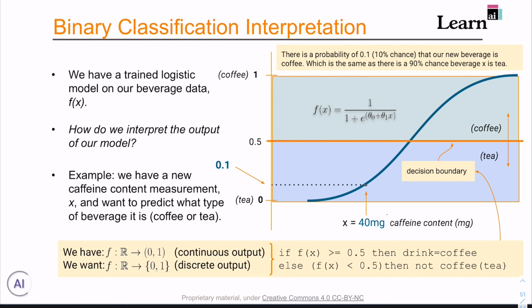Say we have one example that has an X value of 40 milligrams of caffeine. And then we see where that falls on our line here, and we move that over to here, and we say this is 0.1. Okay, so what that means is it has a 10% chance that this is coffee. Does that make sense? So the score on the logistic curve, the learned curve, is basically the probability that it's coffee. You could reverse that and say it's 90% probability that it's tea.